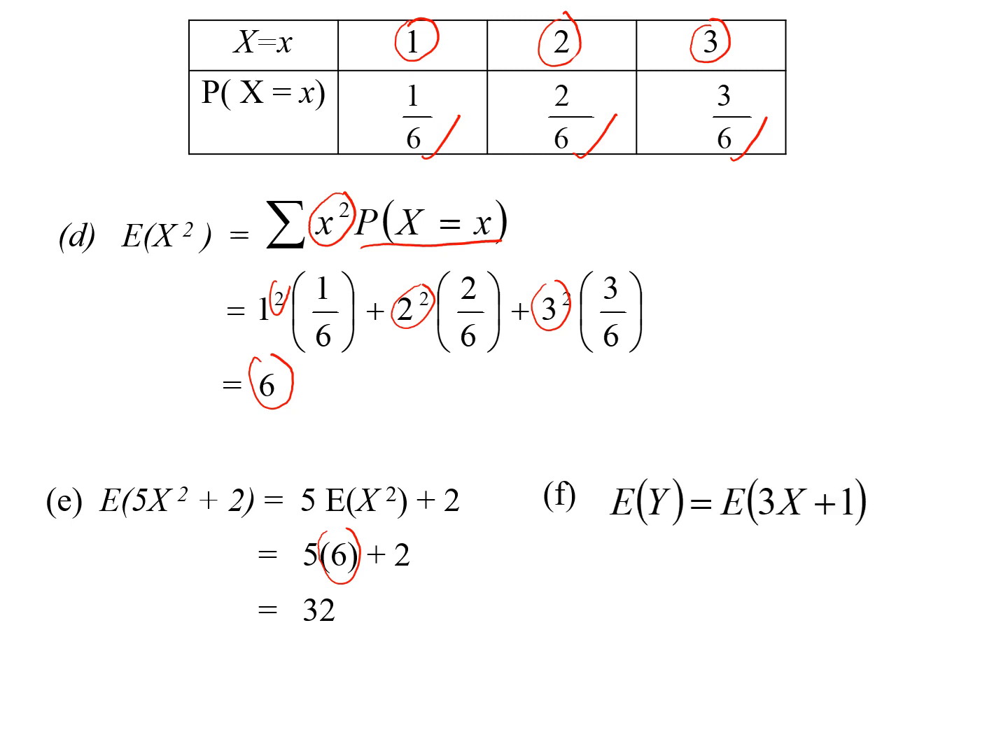For F, E(Y) equals E(3X plus 1). So we use the properties of the expected value. We will get 3E(X) plus E(1), where E(1) is 1. Then the expected value we get from part B, 7 over 3, times the value 3. Finally, we will get E(Y) equals 8.